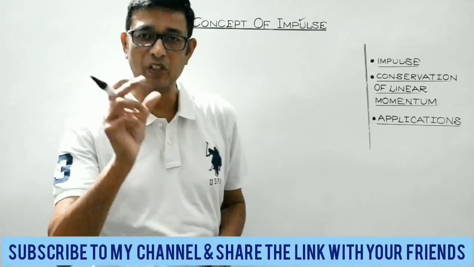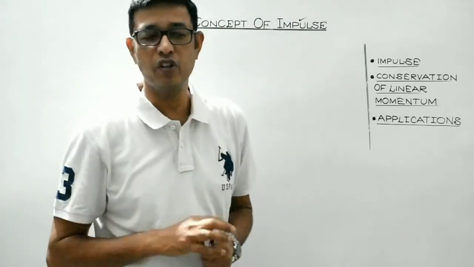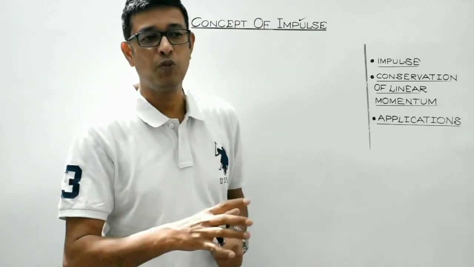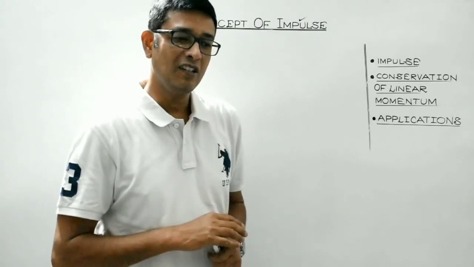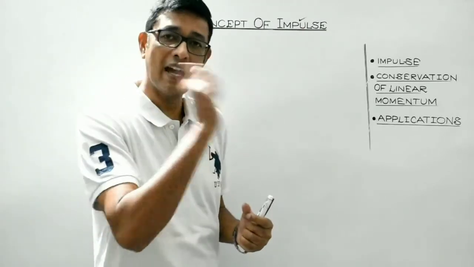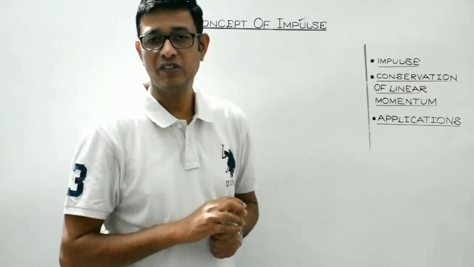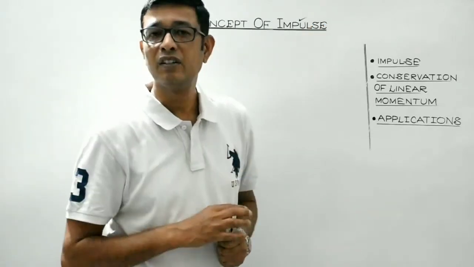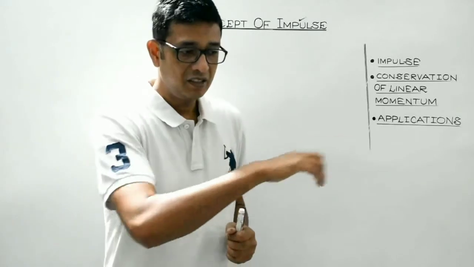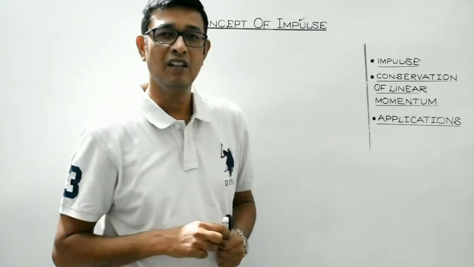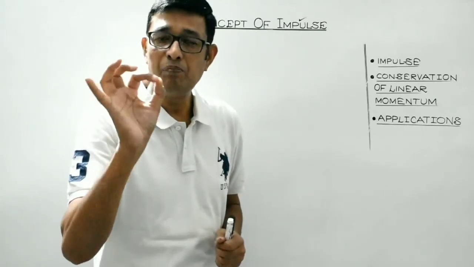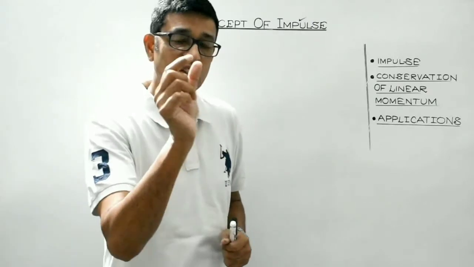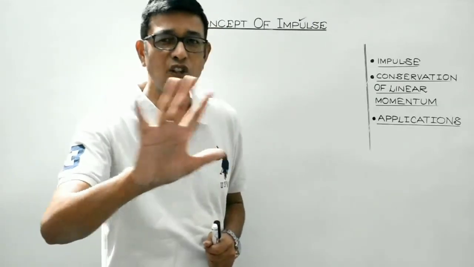Before we start this particular topic, let's first consider a situation when a cricket ball is hit by a bat, or a football is kicked by a player, or a nail is struck into a wooden plank with the help of a hammer. Students, imagine all these conditions, right? These are the cases where the impact of the force lasts for a very, very short duration of time. And also during that short duration, the force of impact is not constant, isn't it?